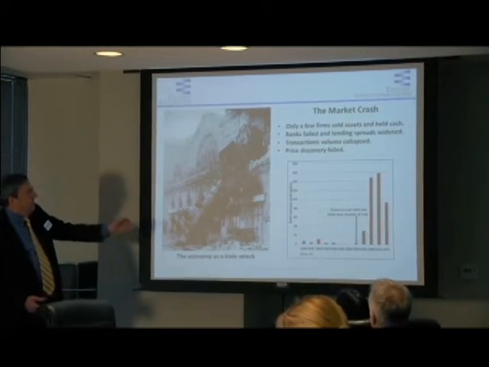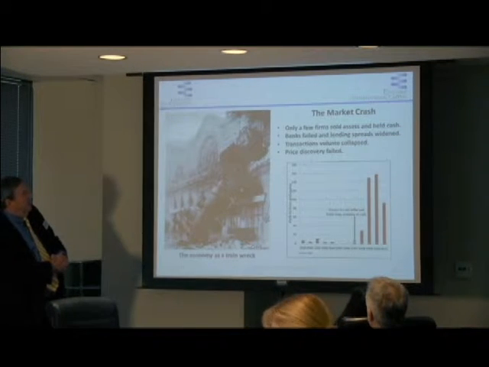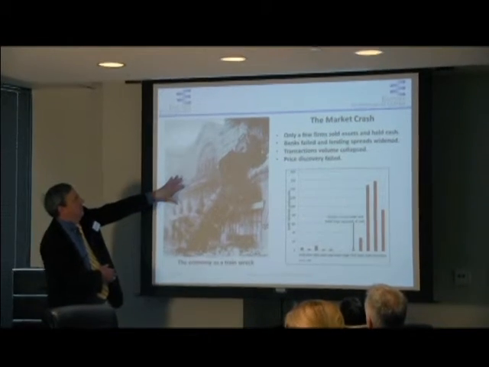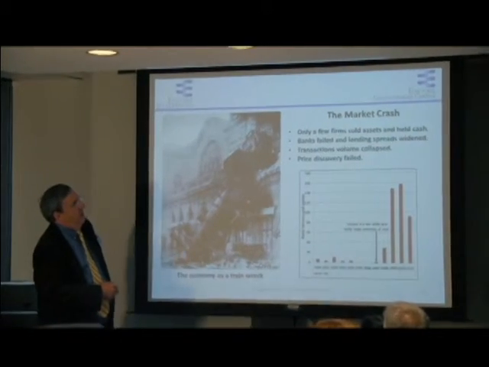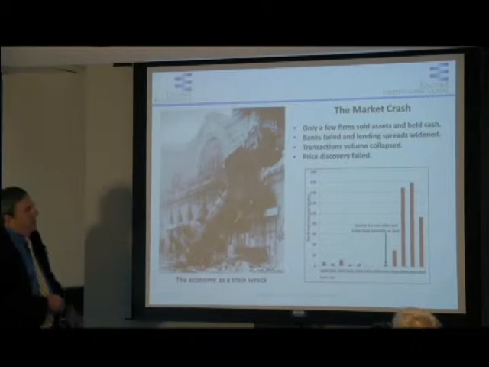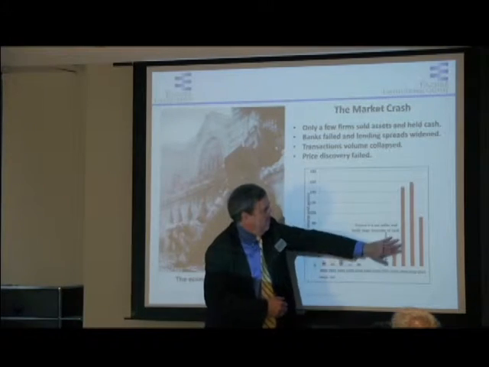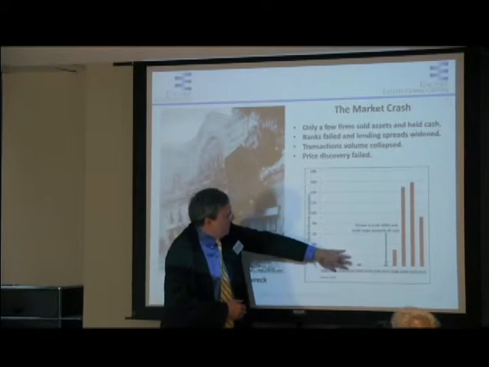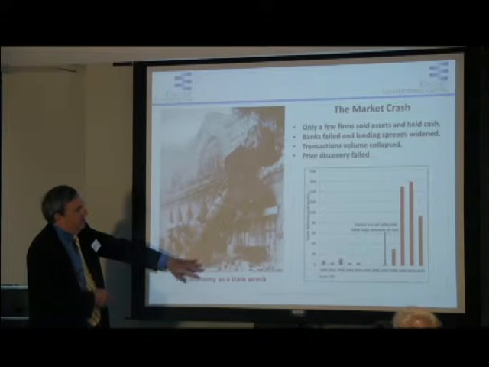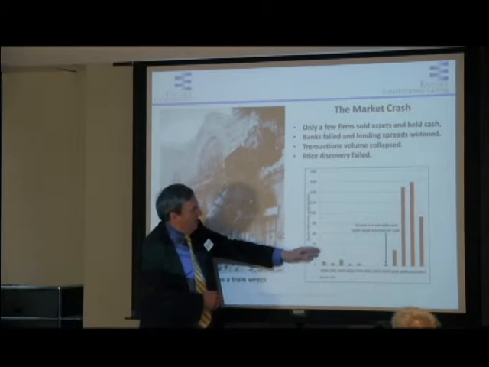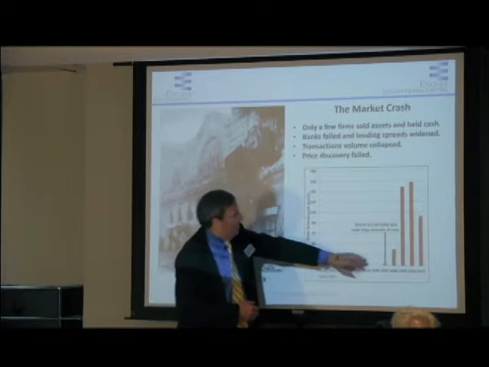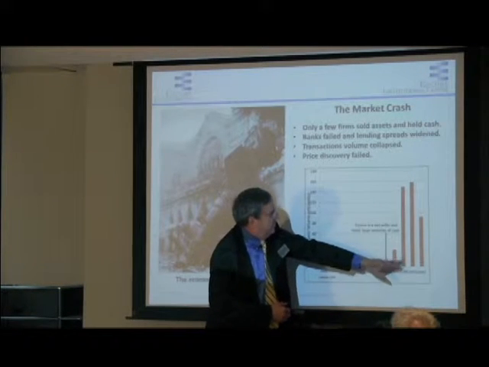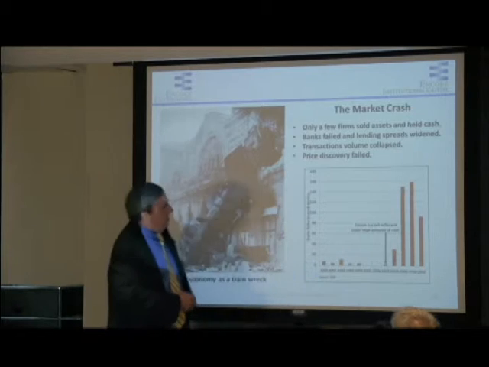Okay, this is the economy as a train wreck. For those of you who know it, that's the Gare du Nord, a great railroad station. Only a few firms sold assets and held cash. This chart shows bank failures. If you take it back, early in the 20th century, it never even reached that level, except for the Depression. This shows failures, and this is Encore as a net seller.